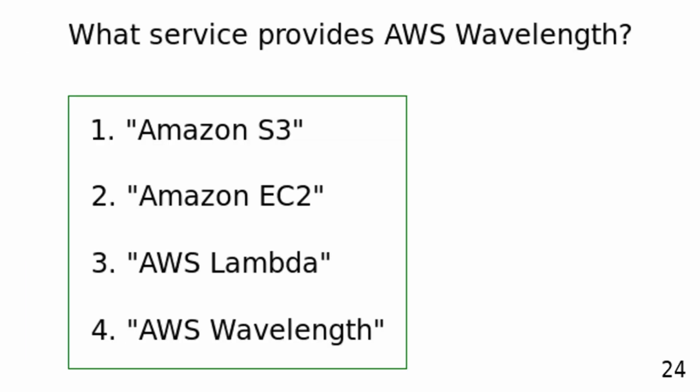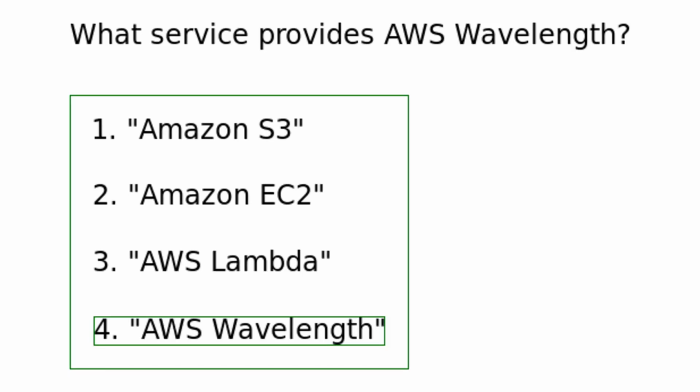What service provides AWS Wavelength? Amazon S3, Amazon EC2, AWS Lambda, AWS Wavelength. AWS Wavelength is a service that allows you to build applications that serve end users with single-digit millisecond latency over the 5G network using AWS infrastructure.